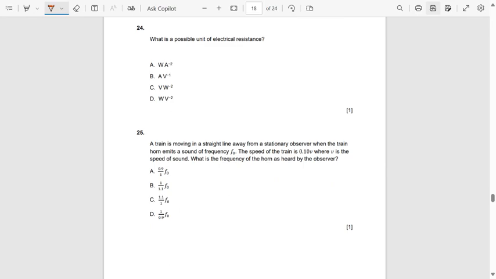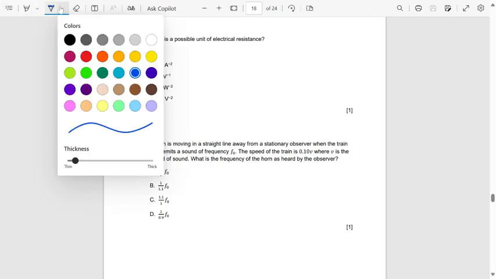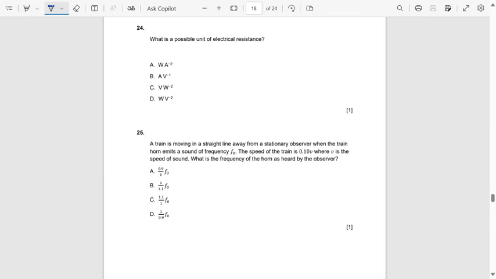This one is a tools question. What is a possible unit of electrical resistance? Okay, so I am going to put in the actual quantities. So watts is power. So I'm looking at A. Watts is power, and I'm dividing by amps squared. So I'm dividing by I squared. And I'm saying, does that equal resistance?